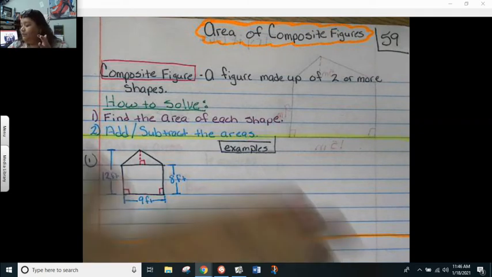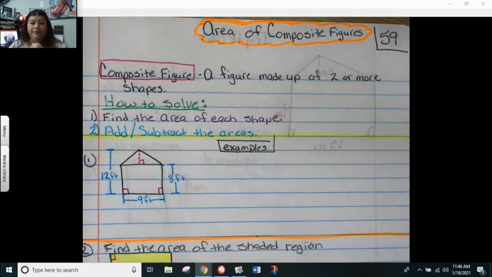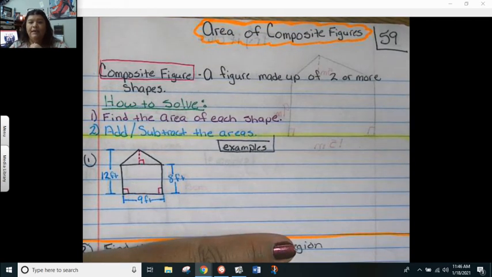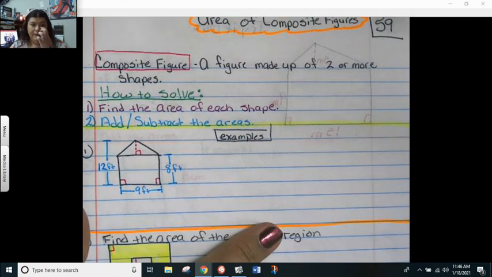So go ahead and press pause. You can copy up to there, okay? I'll show the bottom one a little bit, and then press play when you're ready, okay?